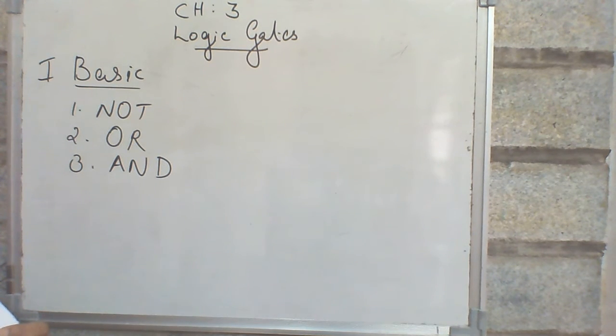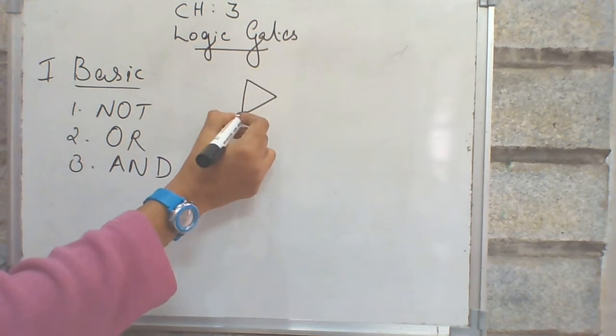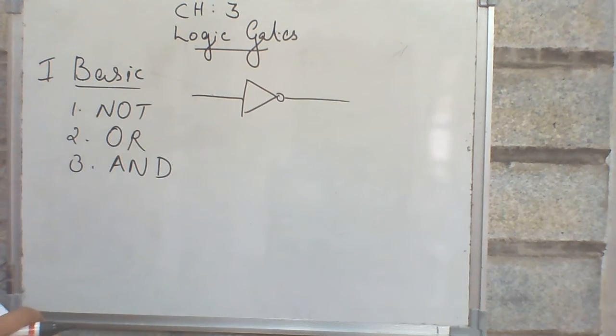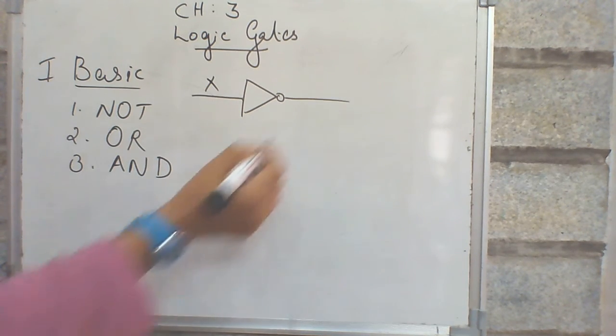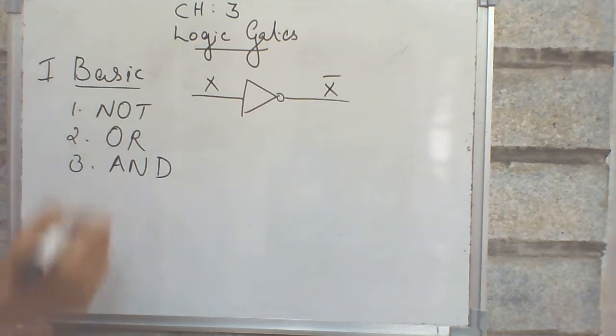Then what is NOT gate? NOT gate is having one input signal and produces one output signal. Which is the input signal for NOT gate? This is the input signal for NOT gate. Suppose X is the input. What will be the output? X bar is the output of NOT gate.